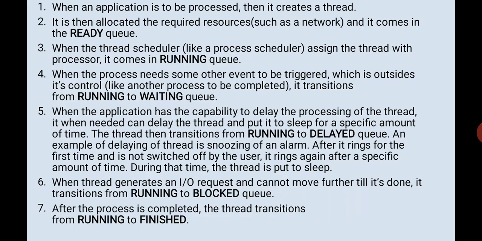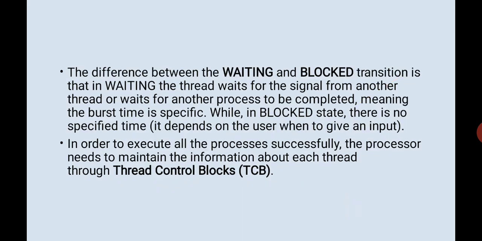Okay, next is the blocked state. When a thread generates an input output request and cannot move further till it's done, it transitions from running to the blocked queue. After the process is completed, the thread transitions to finished. So we see the difference between waiting and blocked.